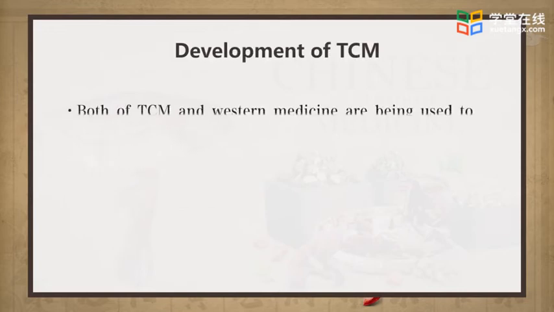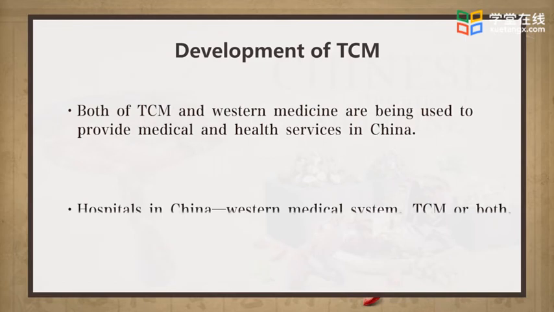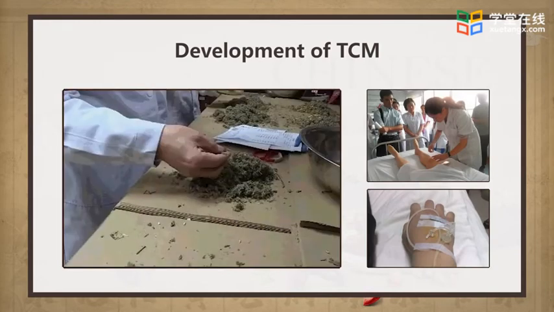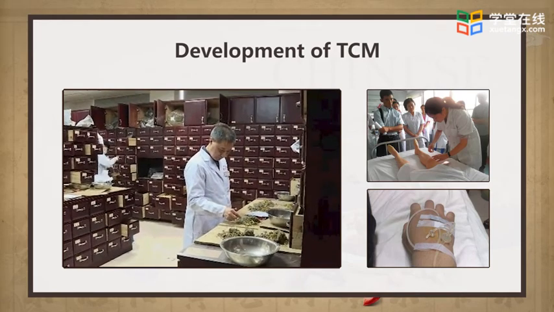Both TCM and Western medicine are being used to provide medical and health services in China. Hospitals in China are classified as specialized in the Western medical system, TCM, or both. The affiliated hospital of our university is a hospital which integrates both Chinese and Western medicine. In our hospital, Chinese herbs, acupuncture, and intravenous infusion are all used clinically.